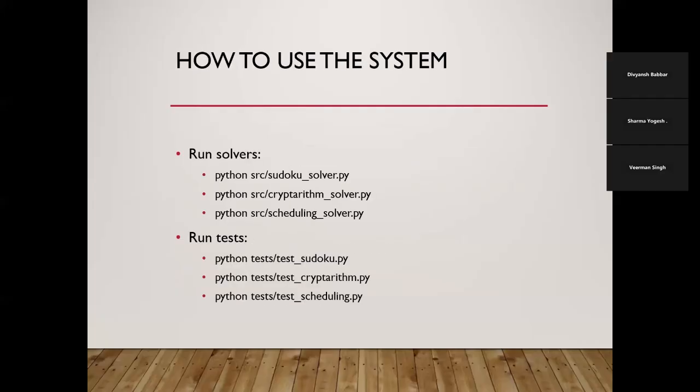Thank you, Yogesh. So how do we use the system? To run the system, you simply navigate into the project folder and run the solver of your choice. For example, here we have three solvers. First is Sudoku Solver .py, the second is Cryptarithmetic Solver .py, and the third is Scheduling Solver .py. And we can also run the test suites like test Sudoku, test Cryptarithmetic, and test Scheduling. Everything runs out of the box, so we do not require any extra configuration or datasets.